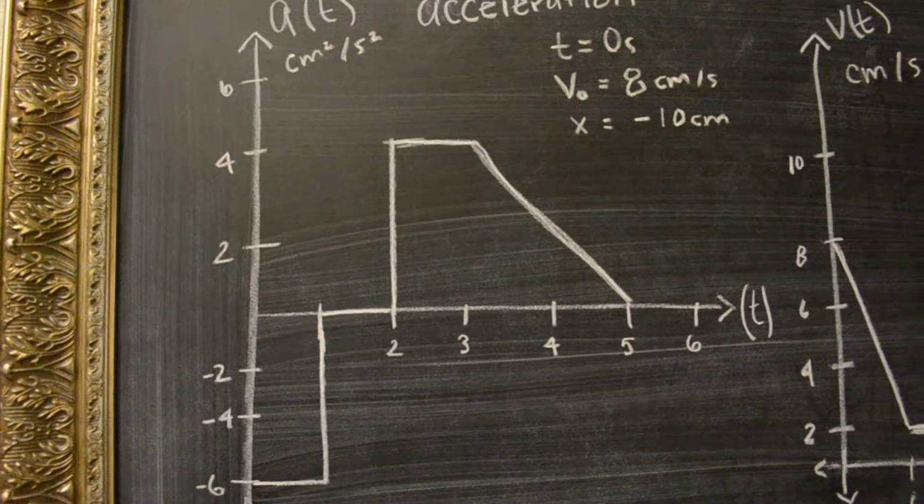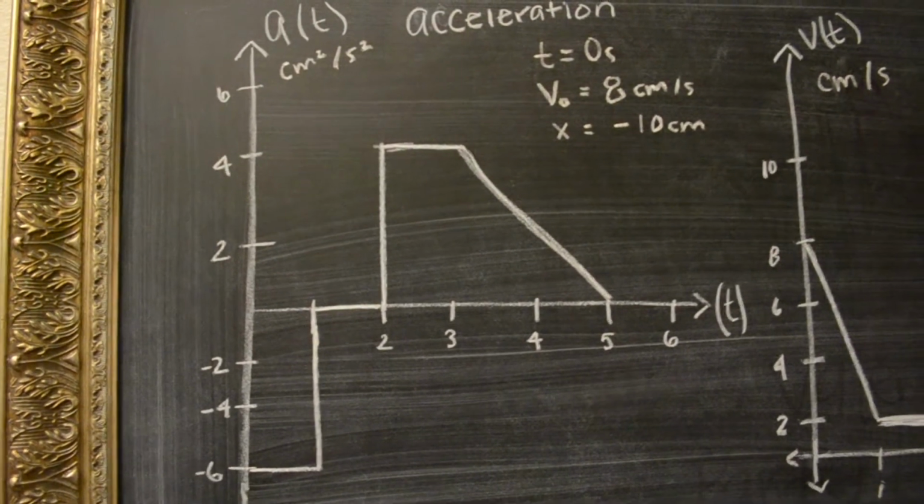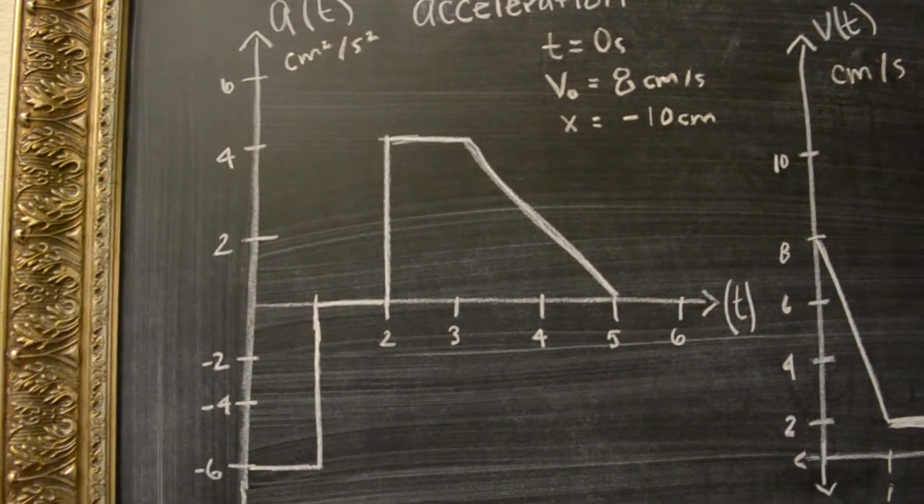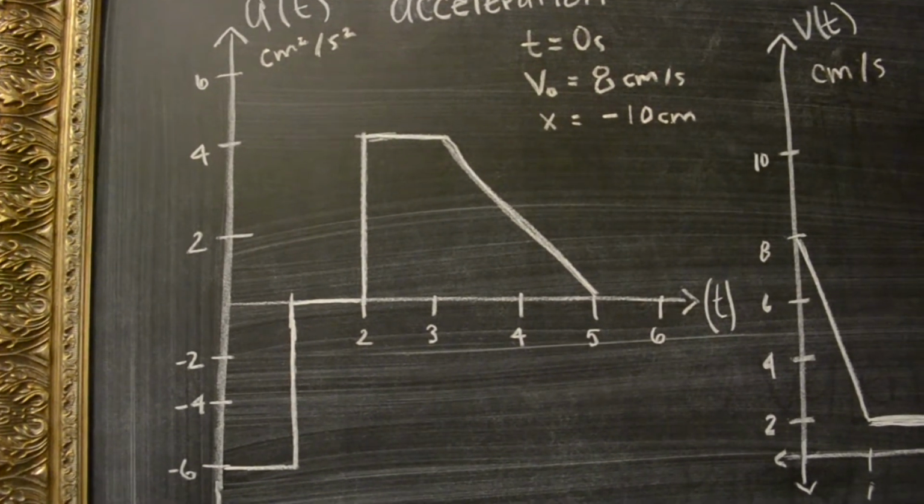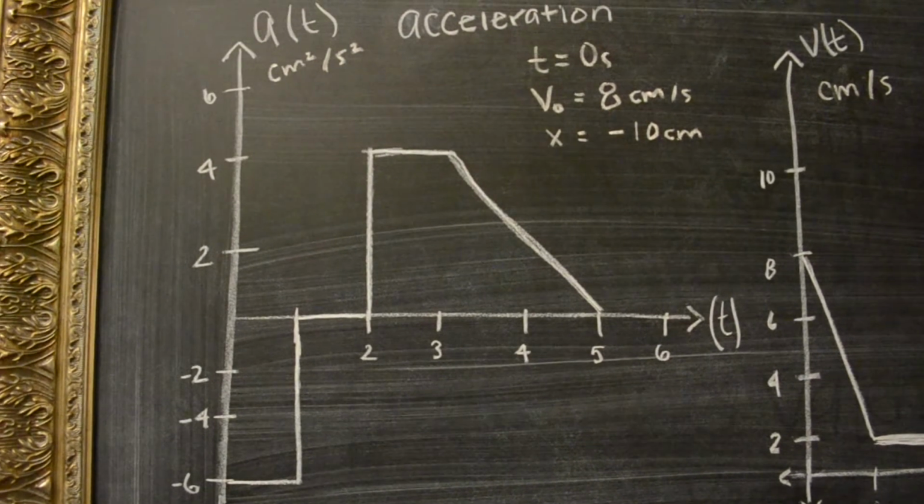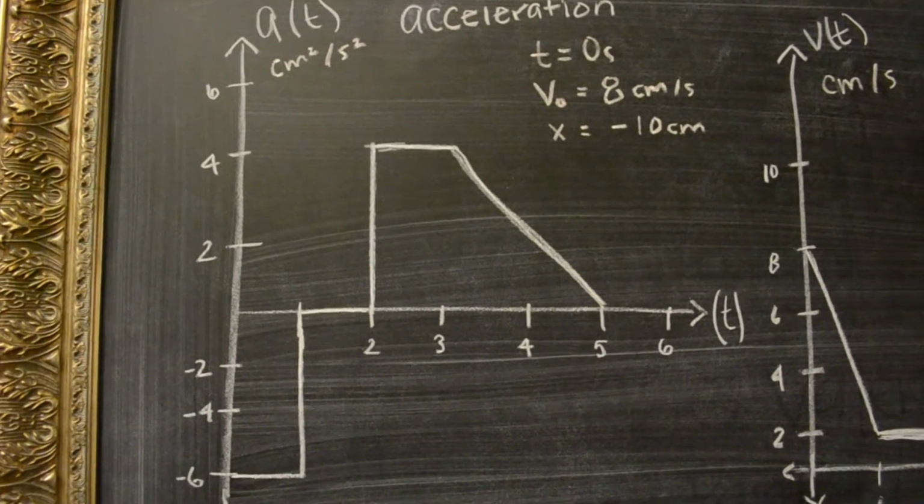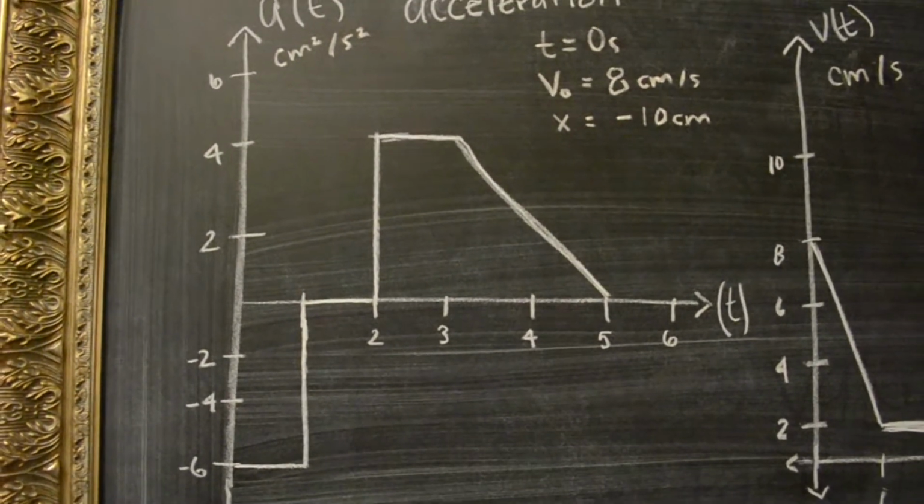The graph above shows the one-dimensional acceleration of an object moving in one dimension for 5 seconds. At time t equals 0, the object's initial velocity is 8 centimeters per second, and its initial position is negative 10 centimeters. Draw the velocity versus time and position versus time graph for the object's motion.